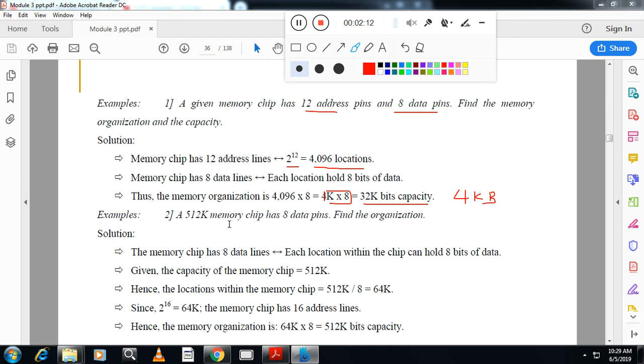Now the second problem: a 64k memory chip has 8 data lines, find the organization. First you have to note 8 data lines. Memory capacity is always the multiplication of locations by data lines. So now you find the address lines. 64k means how many address lines are possible? 16 address lines are there. So 64k into 8 is 512 kilobits. Otherwise we can say this is a 64 kilobyte memory chip. So these are the two problems you have to understand from the memory point of view.